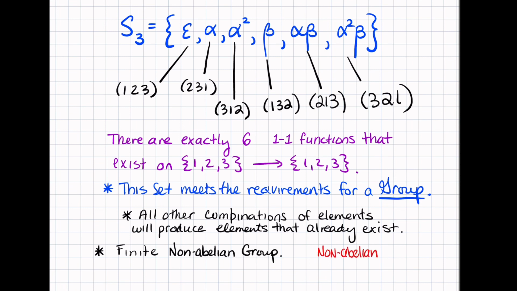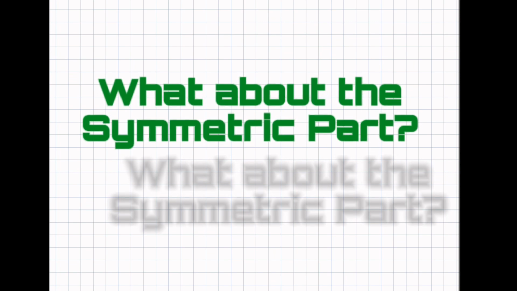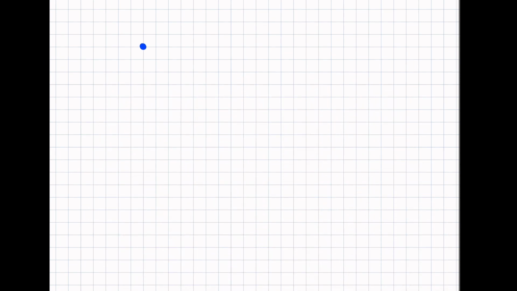And this one constitutes something called a finite non-abelian group, because alpha beta does not always equal beta alpha. Order of composition matters. What about the symmetric part of the symmetric group? Well, we're going to have to answer this question with a little geometry.